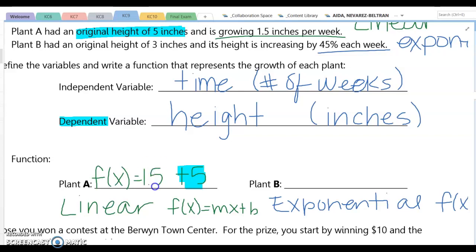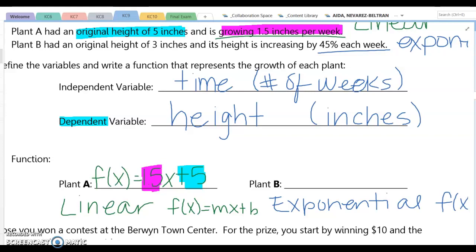So we have 1.5x. The growing 1.5 inches per week, that is your slope. Okay, so the slope is how much it's changing each time. The b, the y-intercept, is just how much it started.